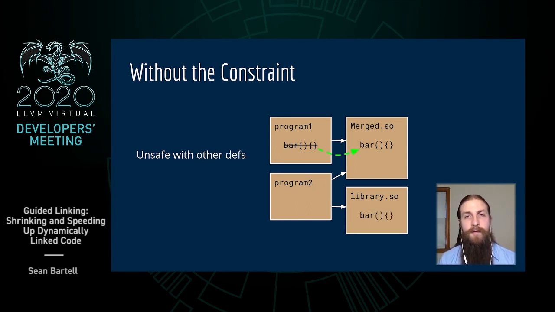The other case where moving this definition is invalid is if there are other definitions of the symbol anywhere outside the optimized set. Depending on what order the libraries are loaded in, the definition in the merged library could override the definition in the other library, breaking the program. The developer specifies the no weak constraint if they know that neither of those cases will happen. With the constraint, it's safe to move the definition.